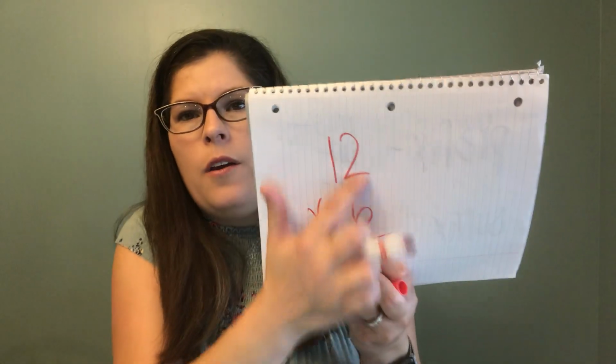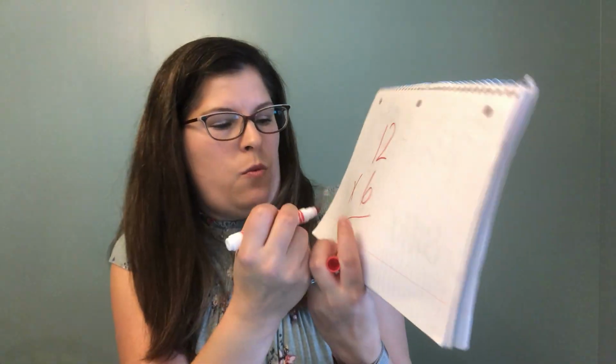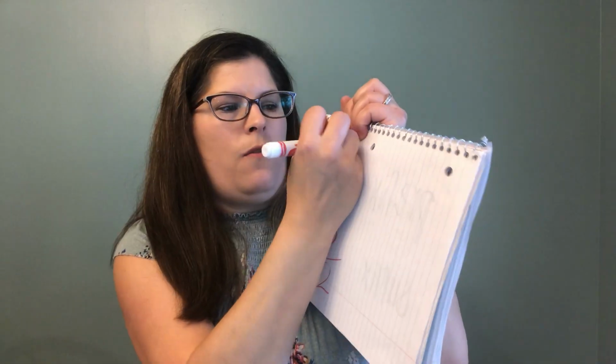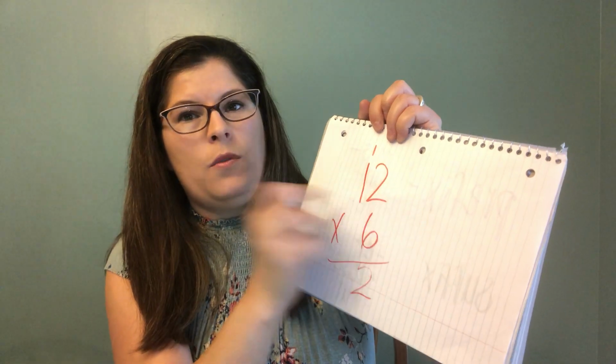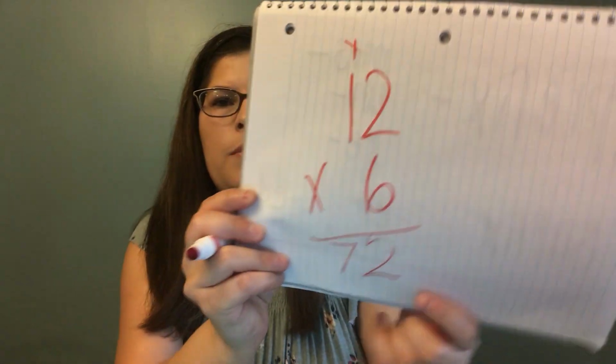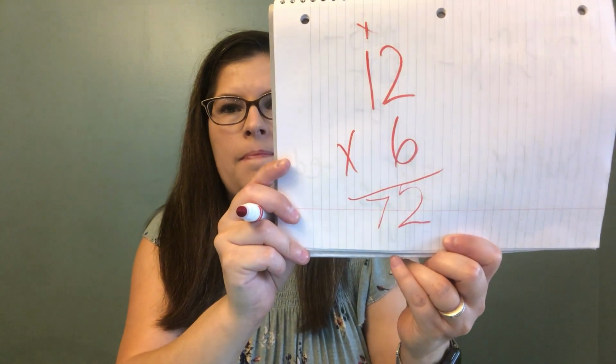First, we're going to multiply our 1. 6 times 2 equals 12. I put that 2 here. I carry that 1 over here. 6 times 1 equals 6, plus 1 equals 7. So 12 times 6 equals 72, okay?